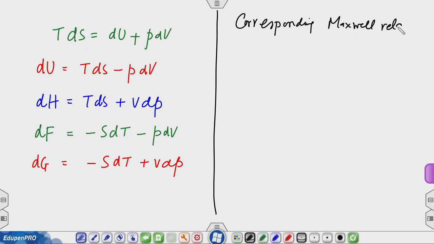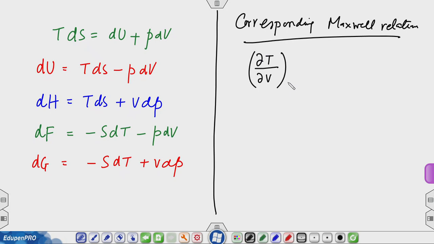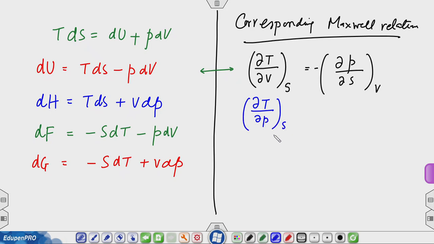Maxwell relations are: dT by dv at constant s is equal to minus dp by ds at constant v. This comes from the U equation. From the H equation, we get dT dp at constant s is equal to dv ds at constant p.